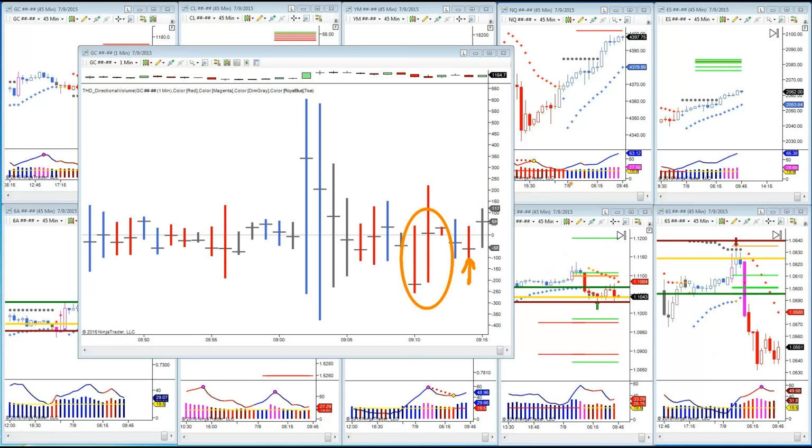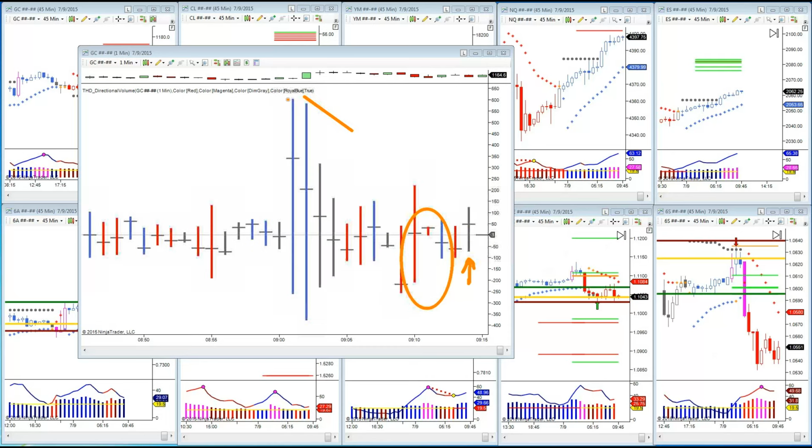Everybody understand that so far? I don't need to look at the price bars to know that. It's in the volume. Just like this one. I know that's volume divergence. I know that was two highs. The volume bars told me that. You had divergence here. You had divergence here.